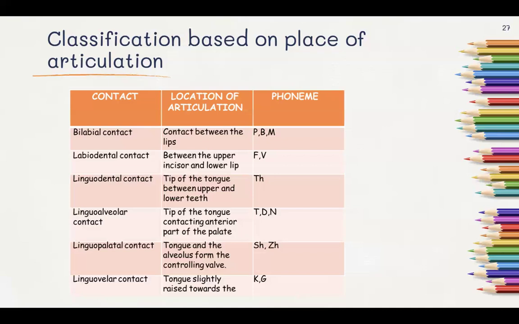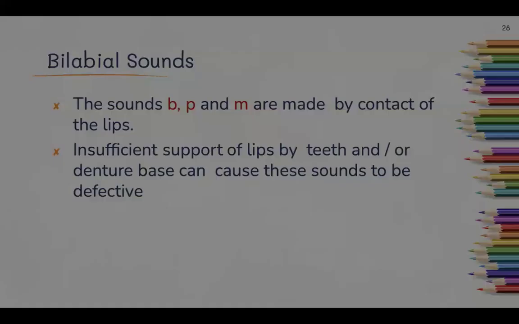Then we have the linguodental sound, which is the th, where the tip of the tongue is between the upper and lower teeth. Then we have the linguo-alveolar contact, the T's, the D's, and N, with the tip of the tongue contacting the anterior part of the palate. With the linguo-palatal contact, with the tongue and the alveolus, we form the sounds sh, z, and all that. With the linguo-velar contact, with the tongue slightly raised towards the velum, it's the K's and the G's.